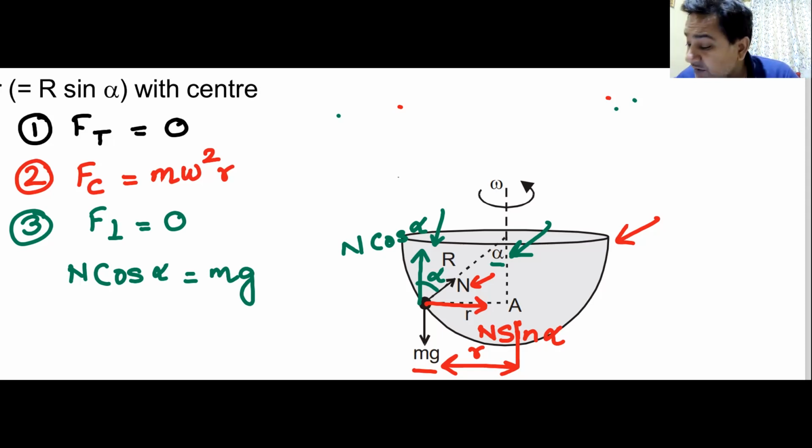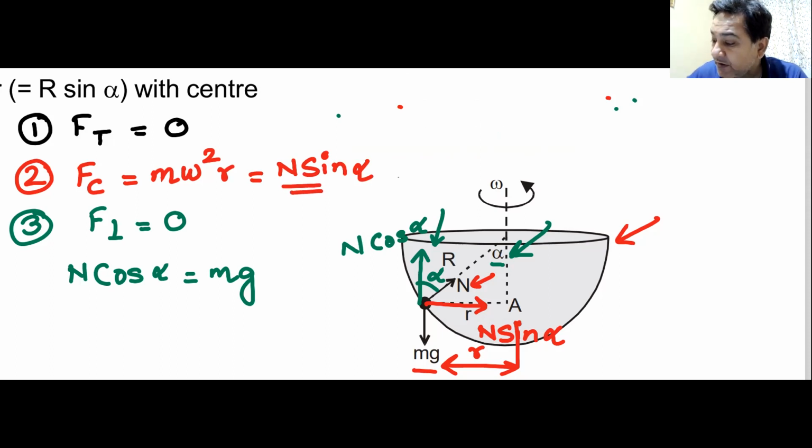But now let us come back to the red direction. F centripetal is m omega squared r. Now who is giving this centripetal force? Alpha, sir. N sine alpha is giving me the centripetal force. Yes or no? Yes, sir. Well done. Now what do I do? I have N sine alpha here. I have N cos alpha here. If I divide these equations, I can find out the value of omega.